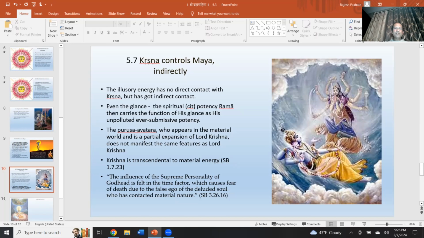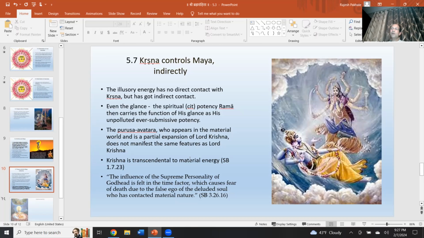So the illusory energy has no direct contact with Kṛṣṇa, we saw that. Through the glance of the spiritual potency, through the agency of Rama, in the way of time, he is controlling this, and the Purusha Avatara by his glance is controlling the material energy. And Kṛṣṇa is transcendental to material energy.